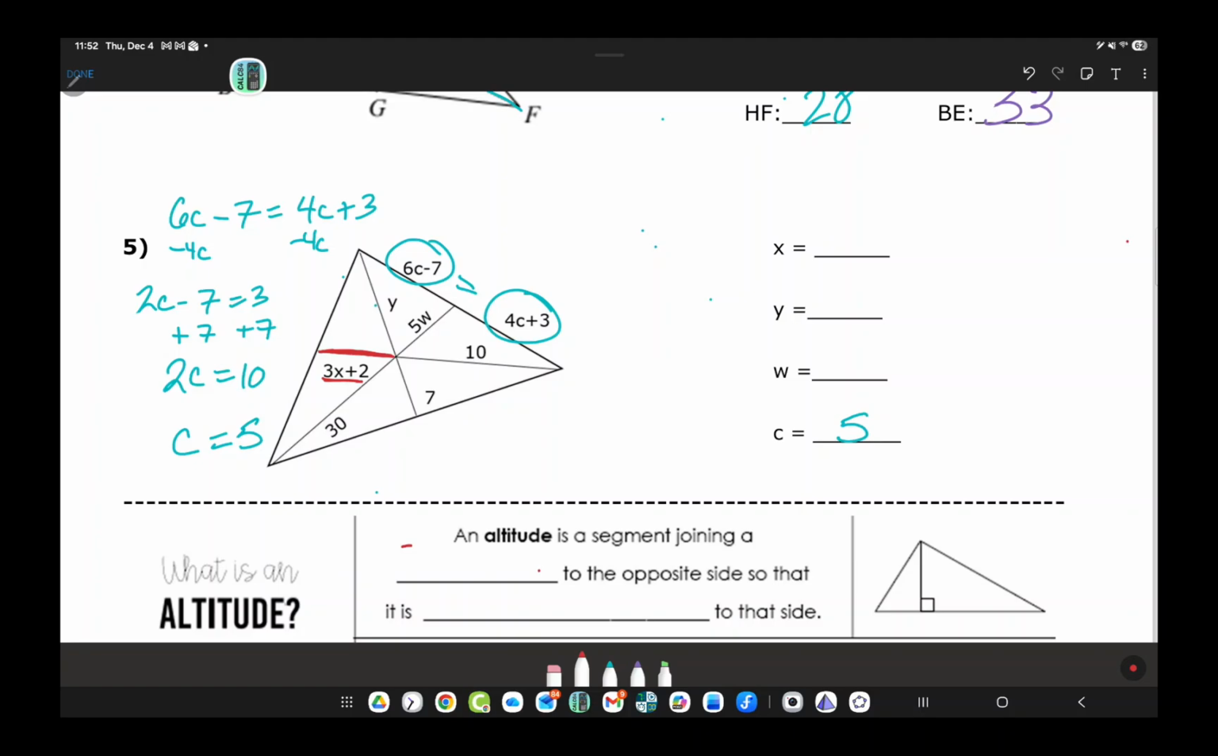Where does that come from? Well, remember, if we have the longest segment, that is always twice the shortest segment. So since this is 10, half of that would be 5. So 3x minus 2 is equal to 5. Add 2, 3x equals 7.